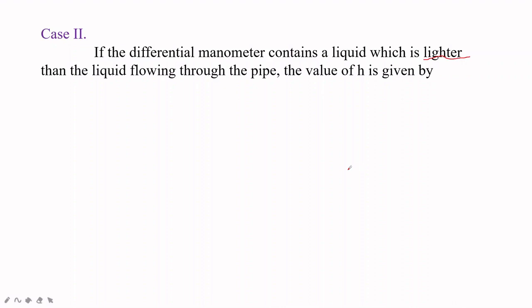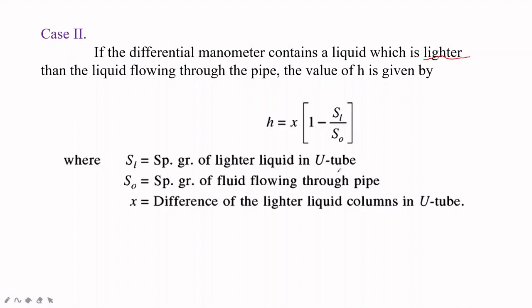So when the liquid is lighter, what is the formula? H is equal to X into (1 minus SL divided by S0). SL is the specific gravity of the lighter liquid in the U-tube manometer. S0 is the specific gravity of the flowing fluid through the pipe. X is the difference of lighter liquid columns in the U-tube. When it was heavier, H is equal to X into (SH divided by S0 minus 1).